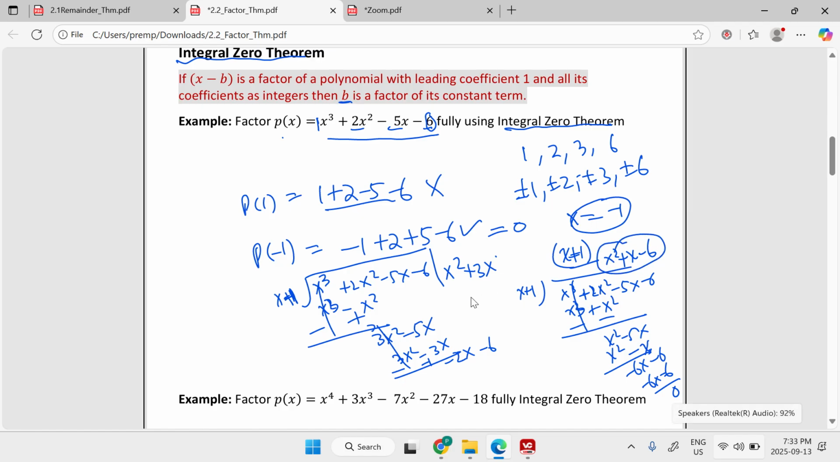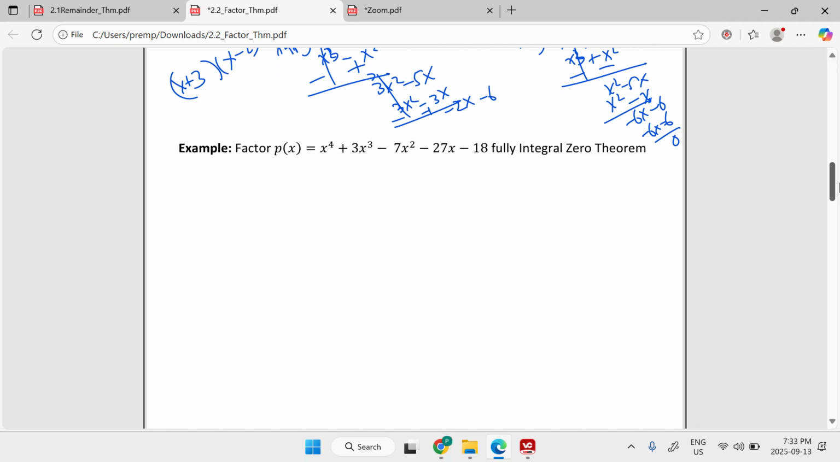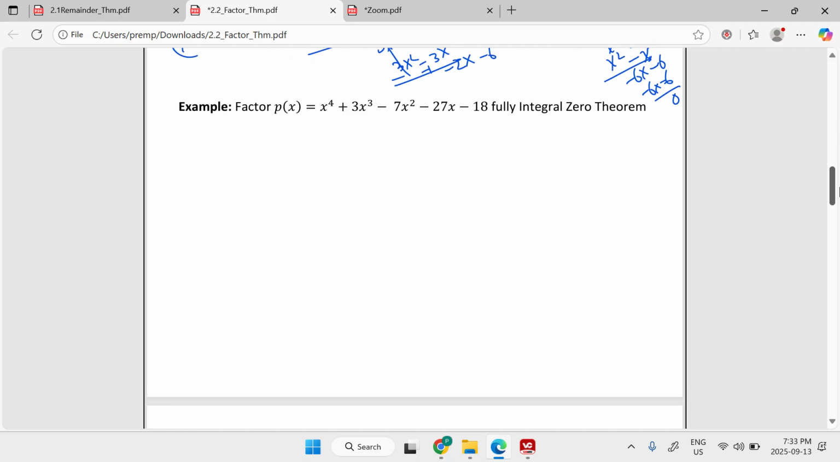to factor it further. And also from here I can see the factors could be x plus 3 and x minus 2. So by using this integral zero theorem, you can figure out the factor, and keep on trying these factors if you are not getting the first solution. Okay, and then factor this fully.